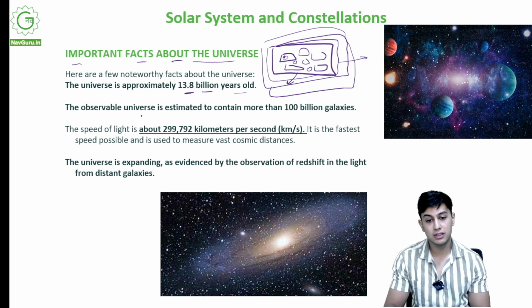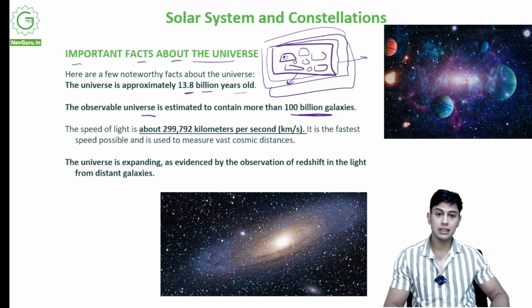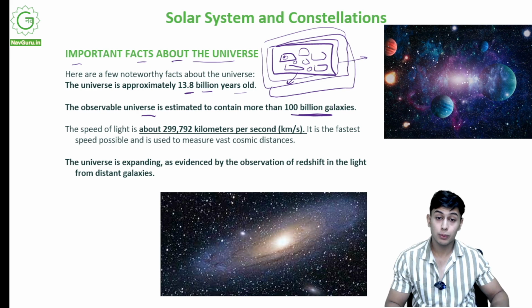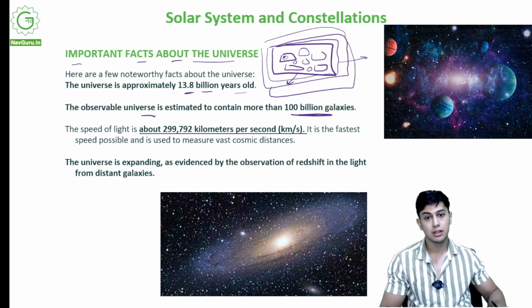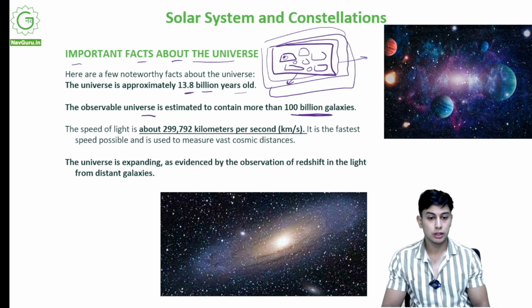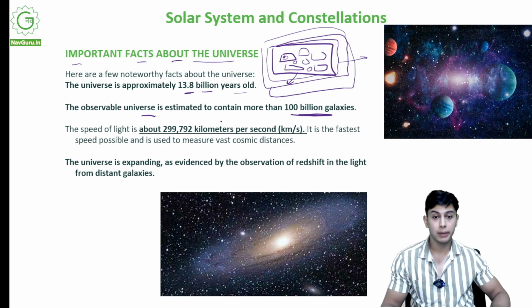The observable universe is estimated to contain more than 100 billion galaxies. Now, our galaxy is the Milky Way, and in this galaxy, we only have a small part, that is the solar system. Imagine there are 100 billion galaxies that we know of, that's like 10,000 crores galaxies. Imagine the number of systems inside it. Imagine the number of uncountable stars. And we know only one planet that has life, that is Earth. There can be other planets as well.